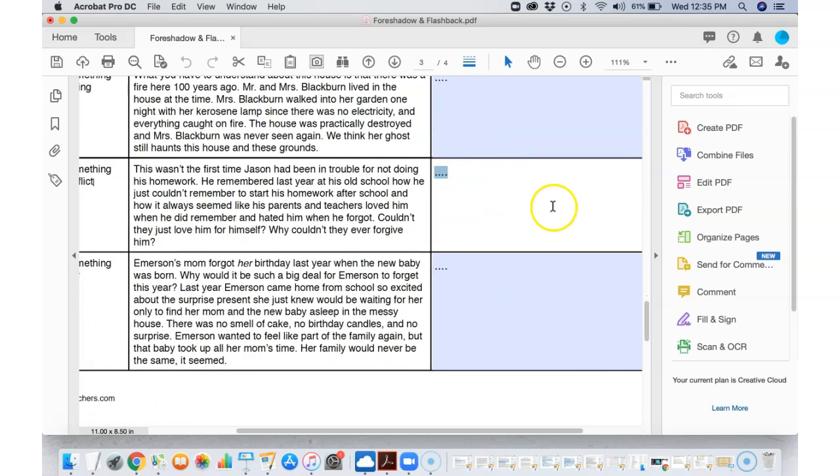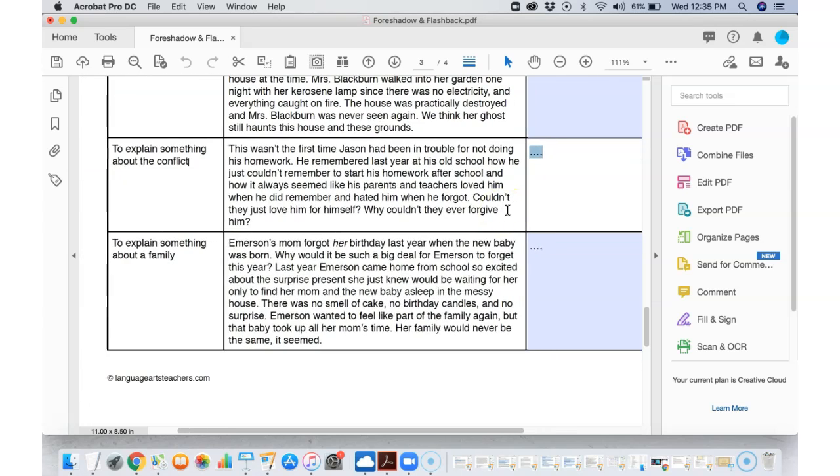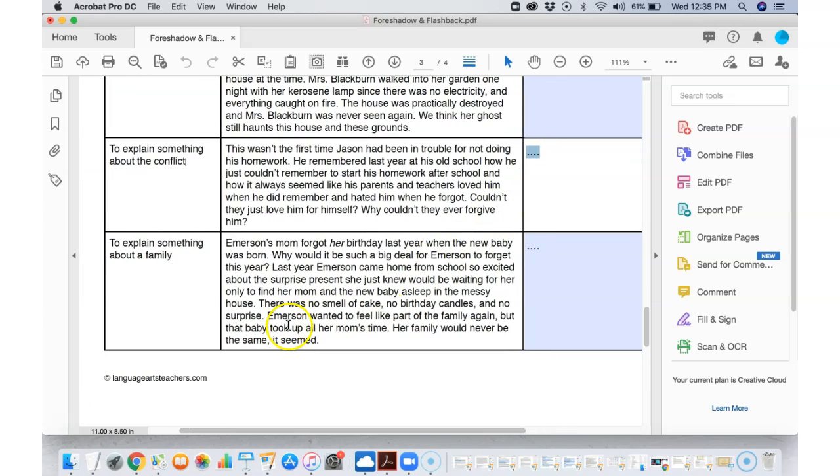So that's the kind of thing you can think about when you write this part over here. Let's look at the last one. Sometimes flashbacks are used to explain something about a family or about other characters in the story. Here we go. Emerson's mom forgot her birthday last year when the new baby was born. Why would it be such a big deal for Emerson to forget this year?